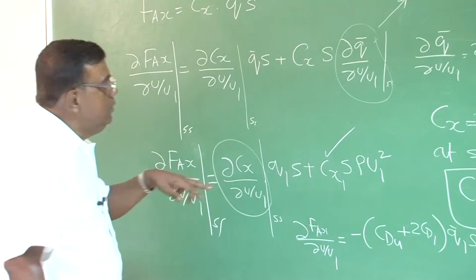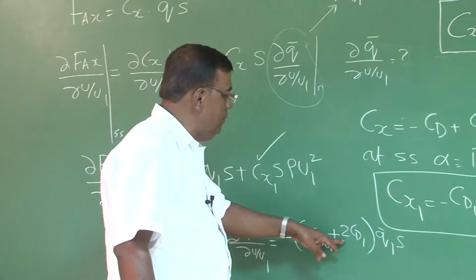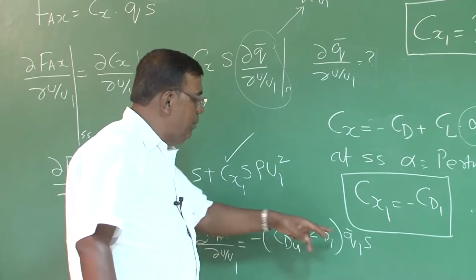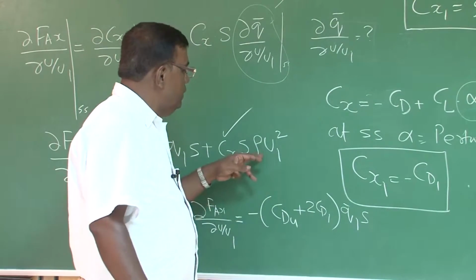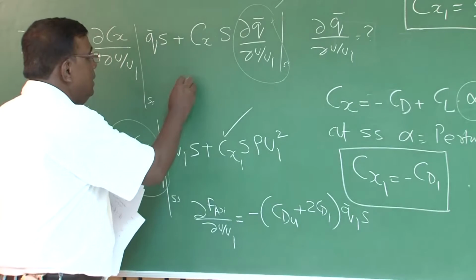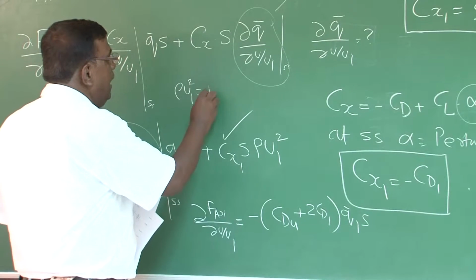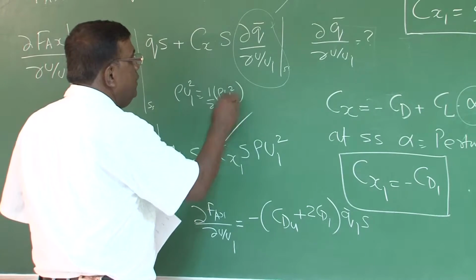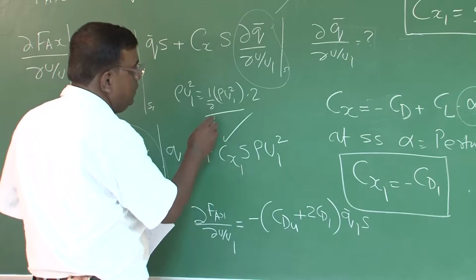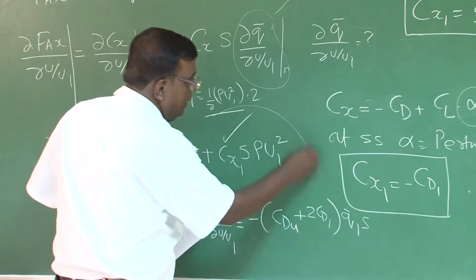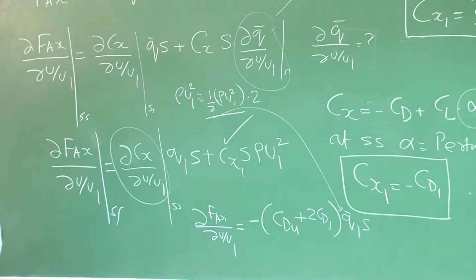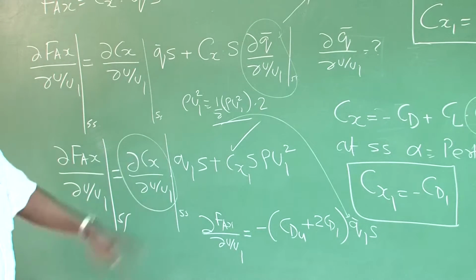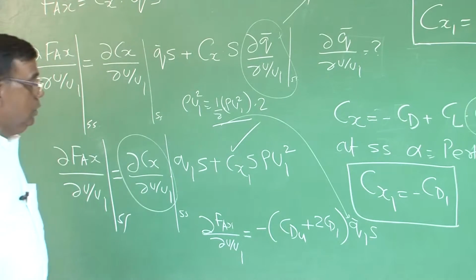Is it okay? You should not be surprised where these two terms came from. Please see that this is rho u1 square, so we have taken a common with q1. So this rho u1 square has been written as half into rho u1 square into 2, and this is q bar, q1 bar, that has been taken here. That is how you got this term 2. It's a simple manipulation you should be able to do.